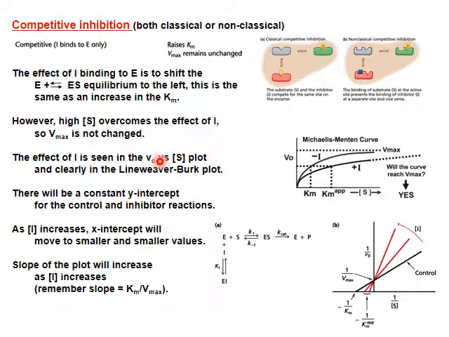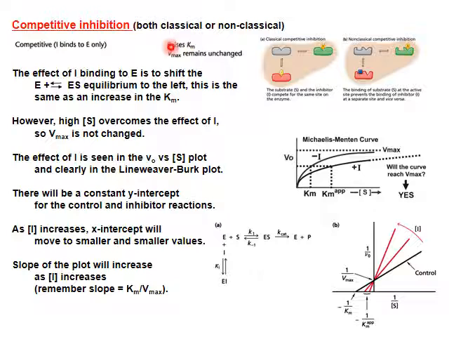So let's take a look at the kinetic plots for each particular type of inhibition. So this would be your competitive. Again, don't forget we've got two forms: the classical, where the inhibitor binds the active site, or the non-classical version, where the inhibitor binds a site that's not the active site, but it's still the free enzyme form, okay?